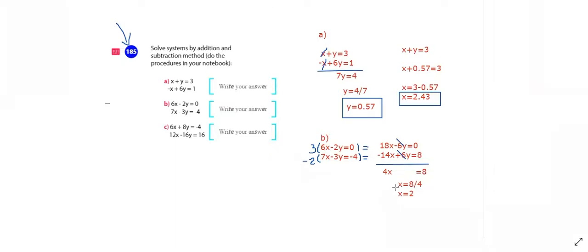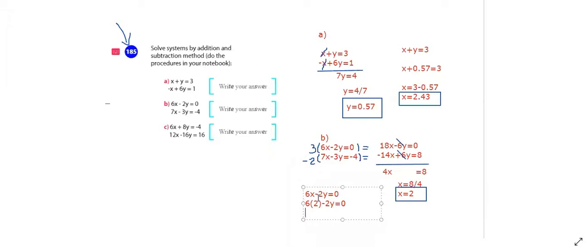Now you know what to do. Just plug this value into one of the equations. I will choose the first one, 6x minus 2y equals 0. Then what I am going to do is substitute the value into the equation: 6 times 2, because I'm taking out the letter x, minus 2y equals 0.